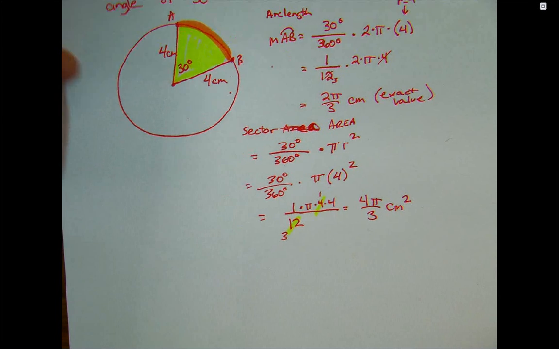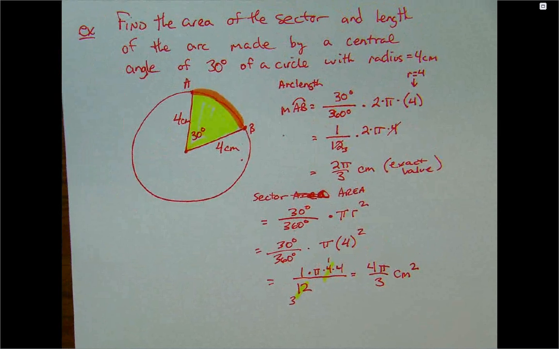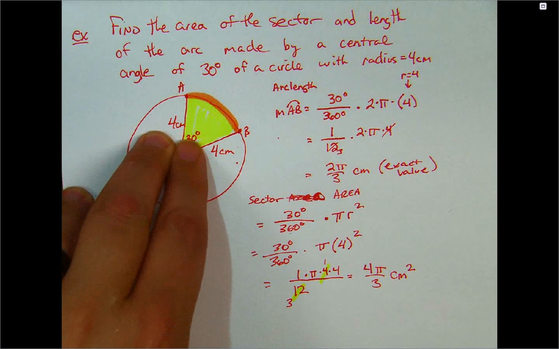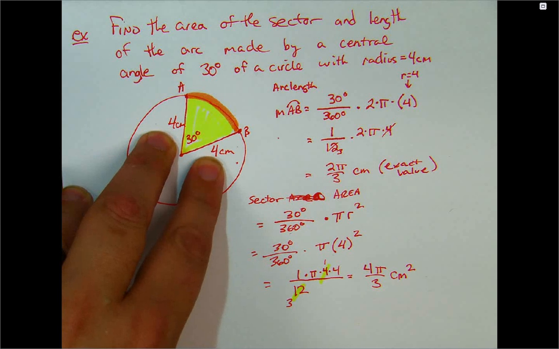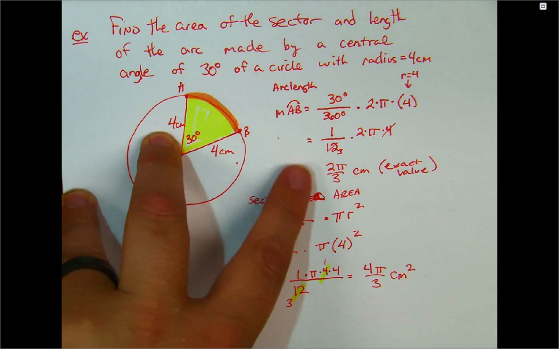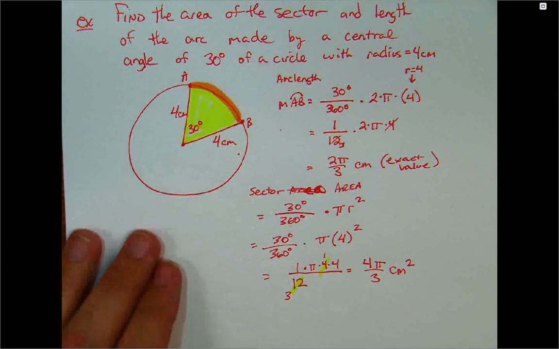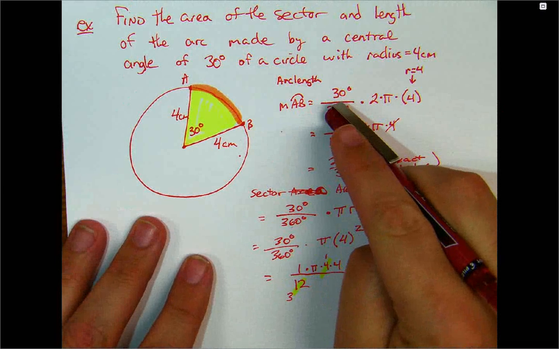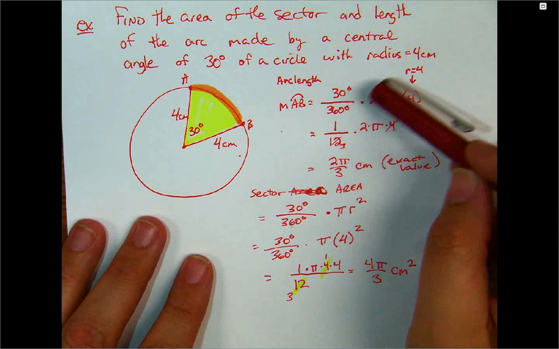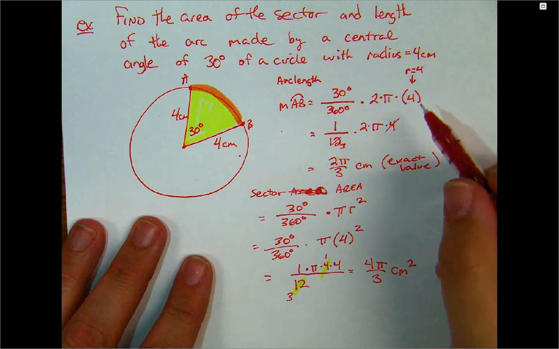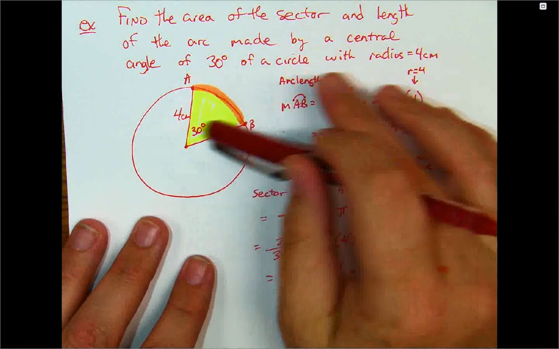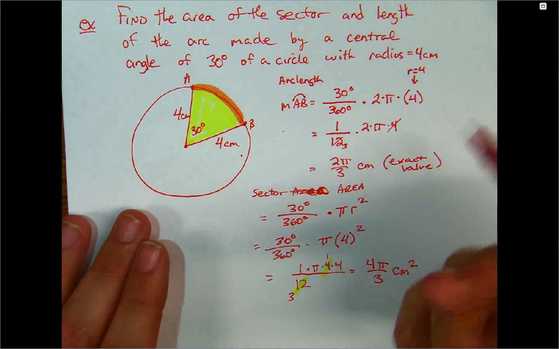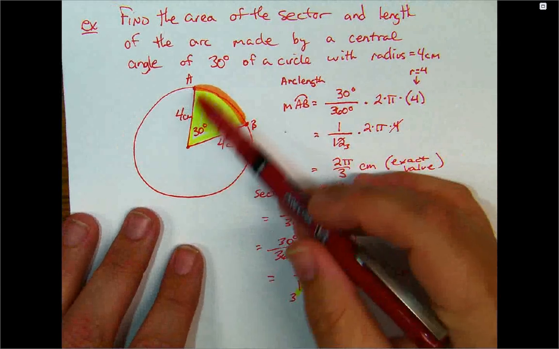So when you have your circle, you need your central angle, you need your radii, and you're going to end up with these two different equations. Arc length is going to be the central angle divided by the 360 degrees times 2 pi r. The sector area, which is basically the little wedge out of the circle, is going to be the same central angle divided by 360 times pi r squared.